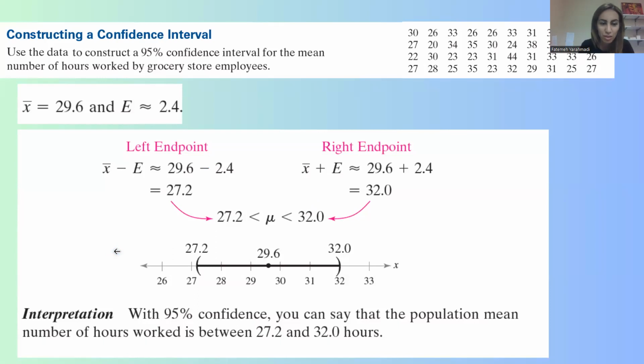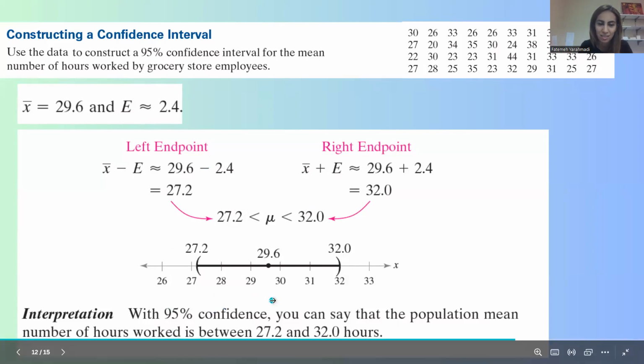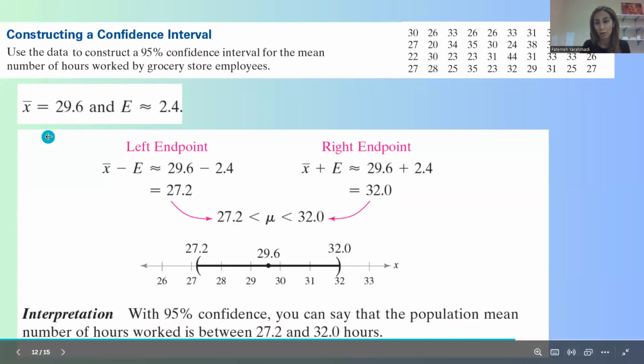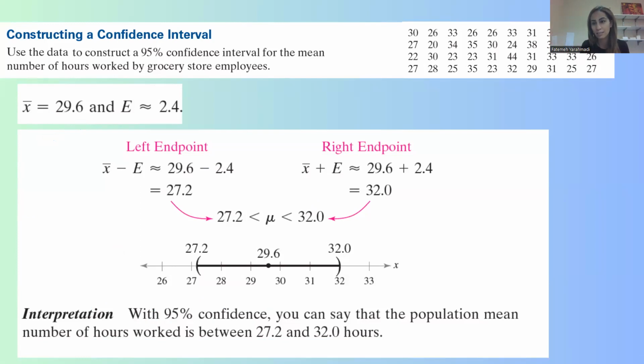With 95% confidence, we can say that the population mean number of hours worked is in between 27.2 hours and 32 hours. We don't have a single value estimating the population mean. This is a big population, so we cannot just use 29.6 hours as a single value representing the population mean. Instead, we say that we are 95% sure that the mean is among these values, 27.2 to 32 hours, and we are 95% confident about that.